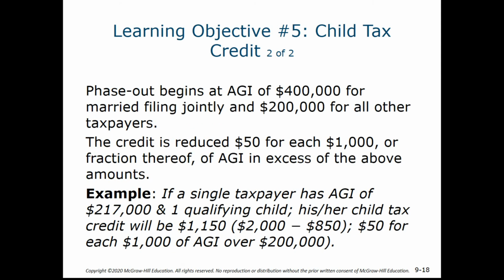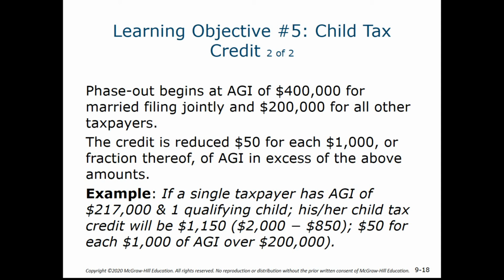This child tax credit does phase out at rather high AGI values, $400,000 for married, $200,000 for all other taxpayers. Now this phase out is calculated a little bit differently, and I'll demonstrate this one in the assignment as well. The credit is reduced in these $50 increments. So for every $1,000 that the AGI exceeds these thresholds of $400,000 for married filing joint, $200,000 for other taxpayers, there's a $50 reduction in the credit.